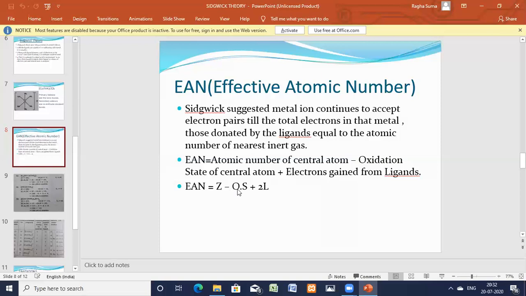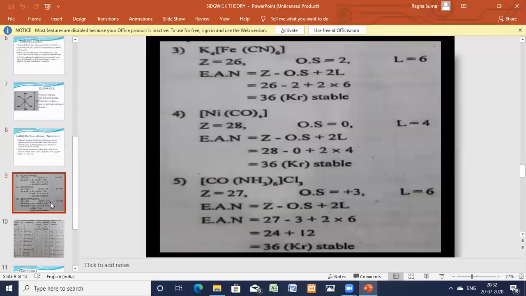Now let us see the EAN calculation for some complexes. I have picked the examples from the Telugu Academy, and let me explain some of them. Take potassium hexacyanoferrate, the ferrite complex. Here Z is the atomic number, which is 26. In the previous slide I have explained the oxidation state calculation.